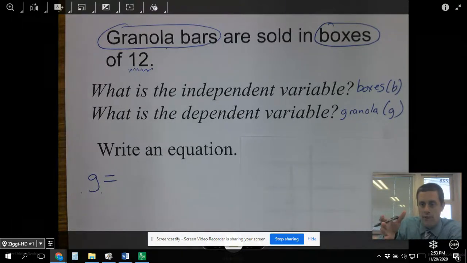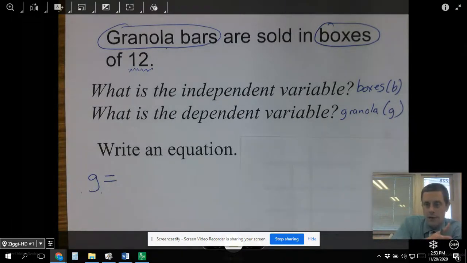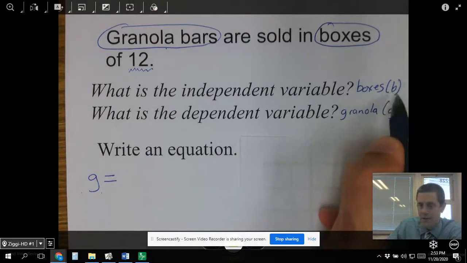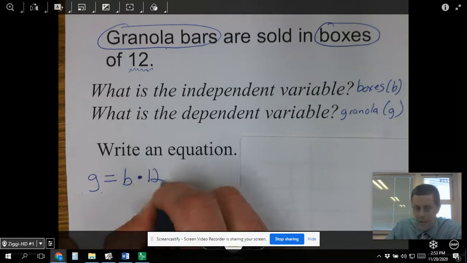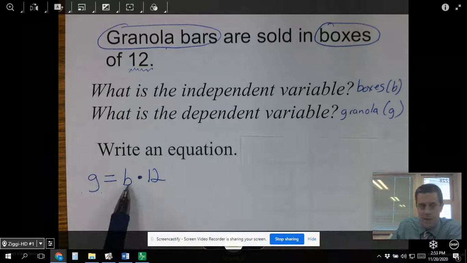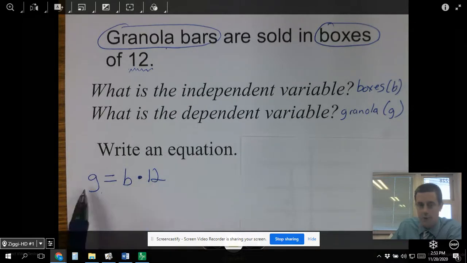So one box would have 12 granola bars. Another box would be another 12. A third box would be another 12 granola bars. So every box I buy is another 12. Well, repeatedly adding 12 over and over again, that is multiplication by 12. So I'm going to take the number of boxes I purchase and multiply it by 12. So the number of boxes times 12 will give me total granola bars.